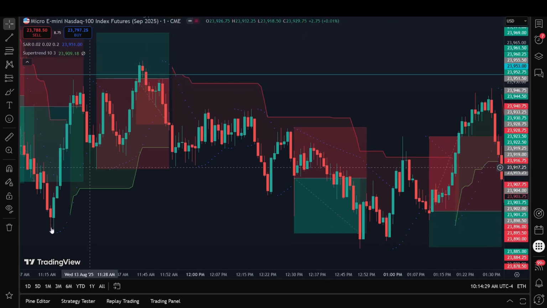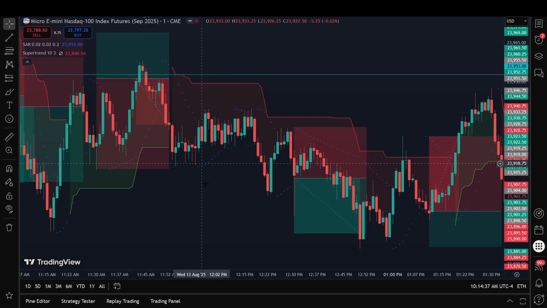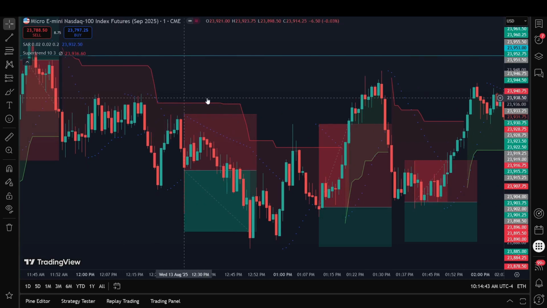Super trend changes again after this big ABC move. More of a, not a complicated pattern, but more of a bigger pattern there. We get an impulse down. Super trend changes. Super trend stays the same. We get a pullback.